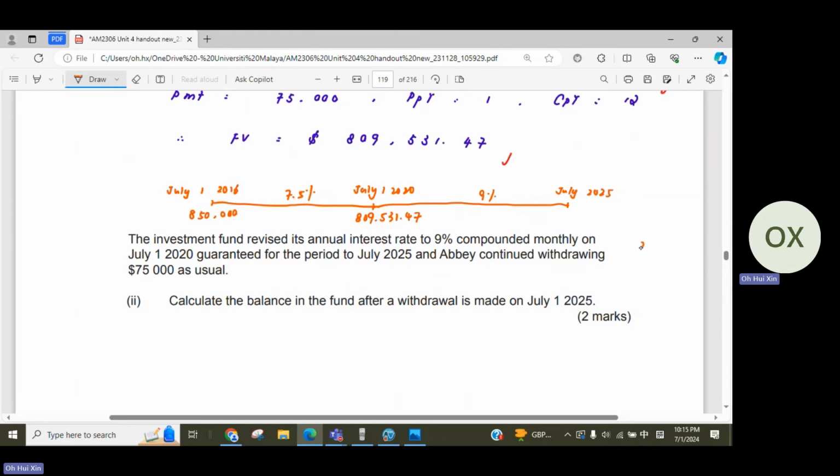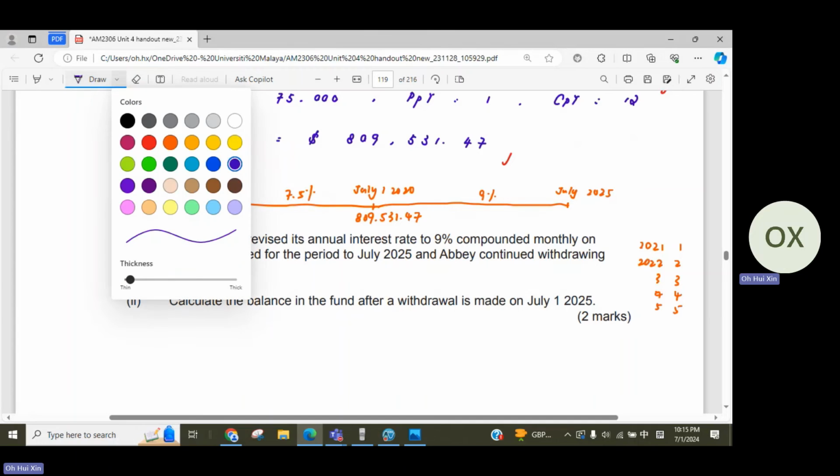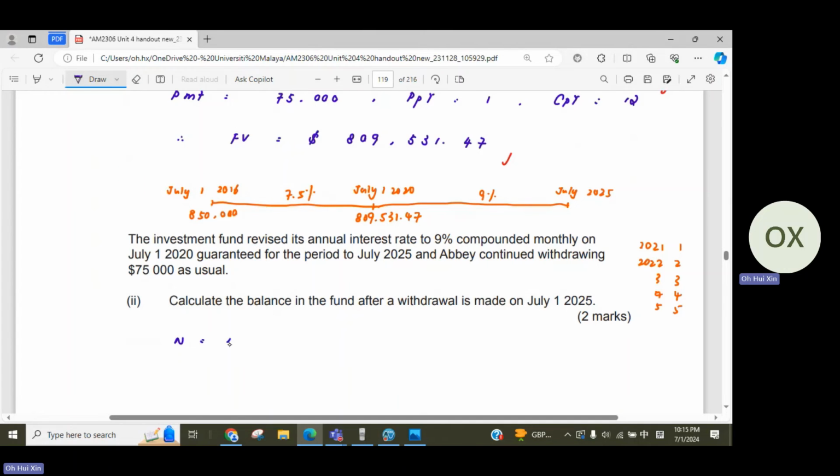So 2021 is going to be your first withdrawal, 2022 is your second, 2023 is the third, fourth, then after that, fifth. Okay, so 2025, after the withdrawal is made, on July 2025 she should be able to make the 5th withdrawal already. So exactly the same thing, N equals 5. After we change the interest to 9%, there would be 5 withdrawals made. So I is 9%.